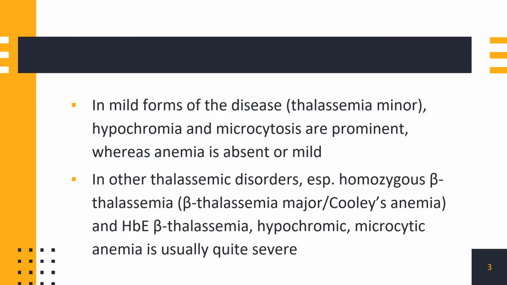In mild forms of this disease, often referred to as thalassemia minor, hypochromia and microcytosis are prominent or conspicuous, whereas the anemia is absent or mild. In other thalassemic disorders, particularly the homozygous beta thalassemia, often referred to as beta thalassemia major or Cooley's anemia, as well as the hemoglobin E beta thalassemia, the hypochromic microcytic form of anemia is frequently quite severe.